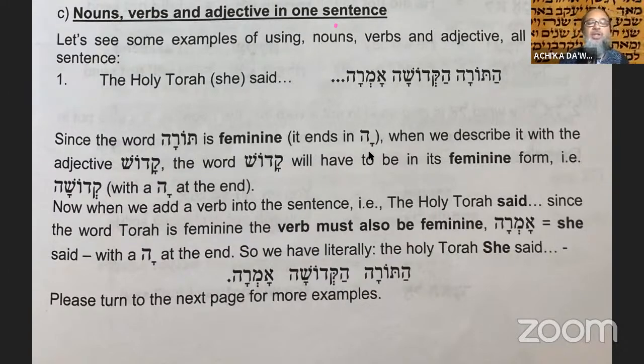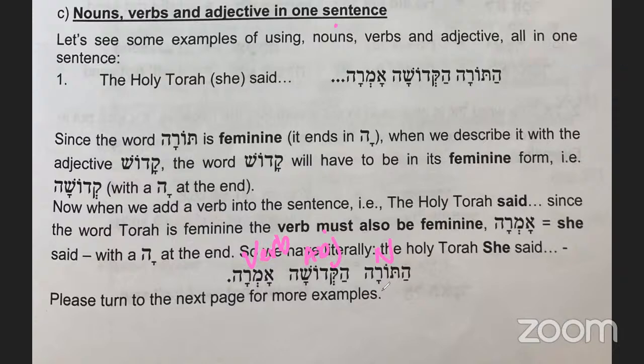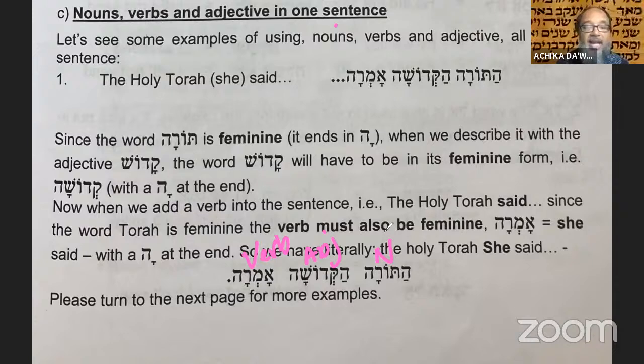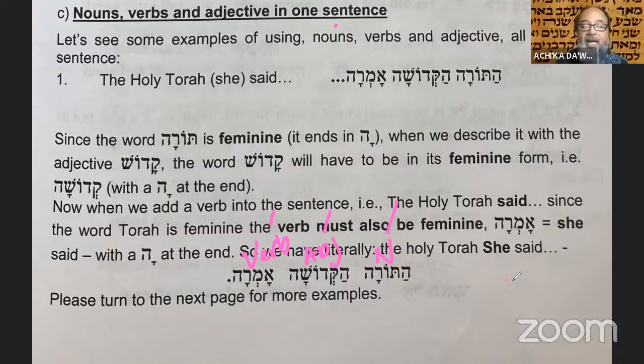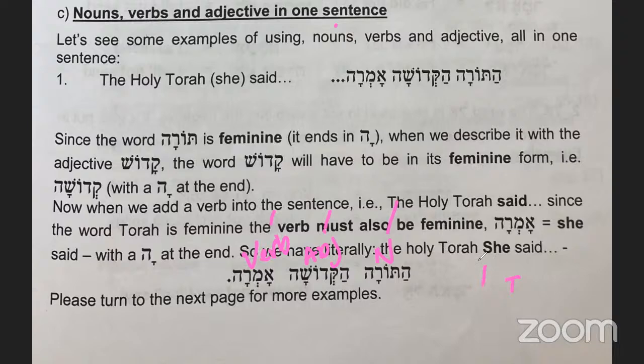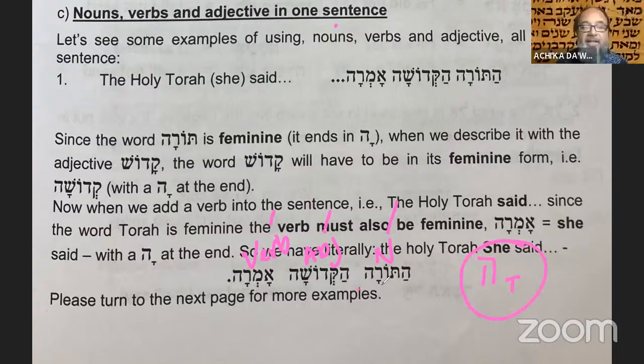Perfect. So what did we learn? We learned that the noun is being described by this adjective, and then it has the verb. Do they all agree? Yes or no? Yes. So what is the common denominator between all of these nouns and adjectives and verbs? What makes them all agree? They're all feminine. Yes, and that form is described by what? The ah at the end. Thank you. It's right here. It's right here. And it's right here.